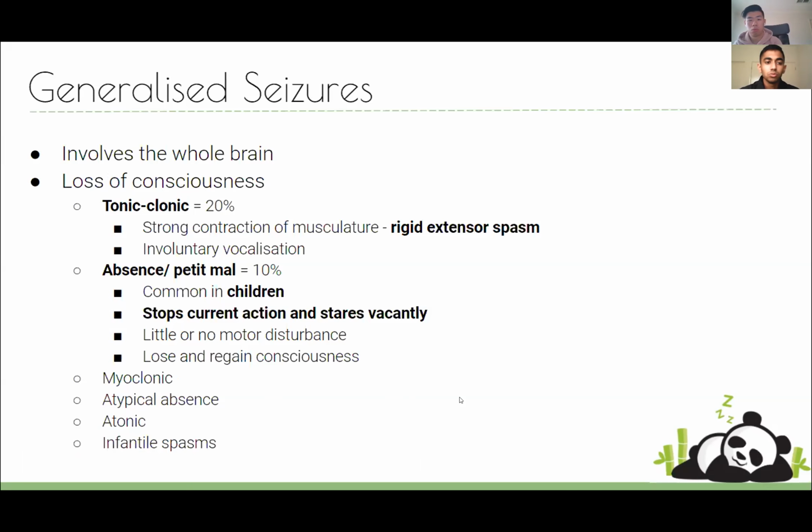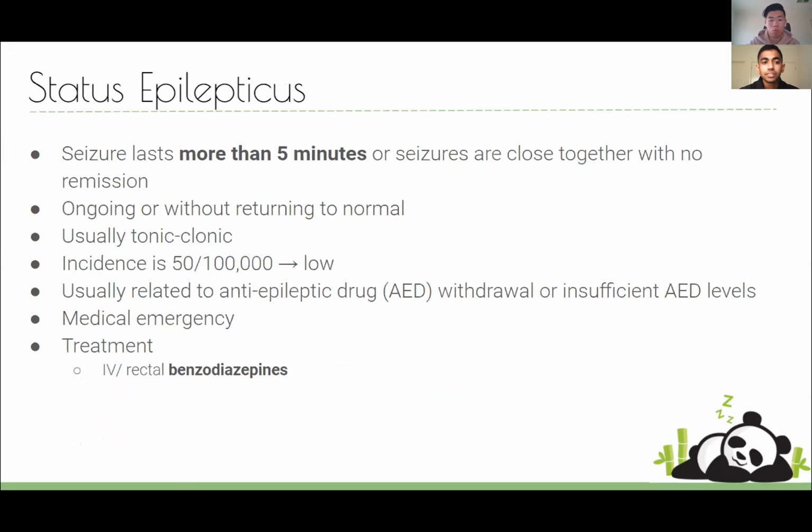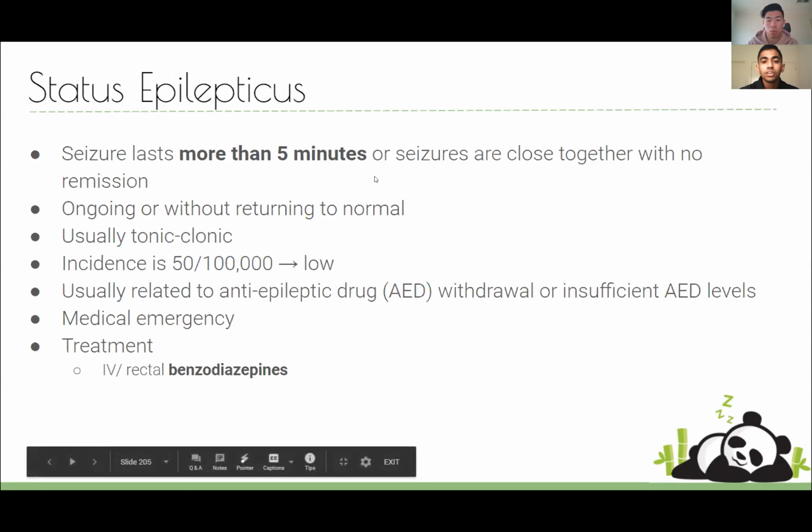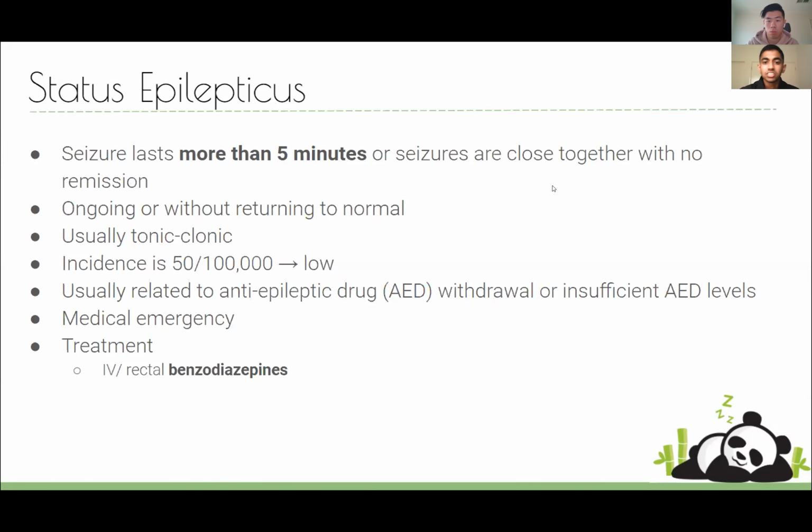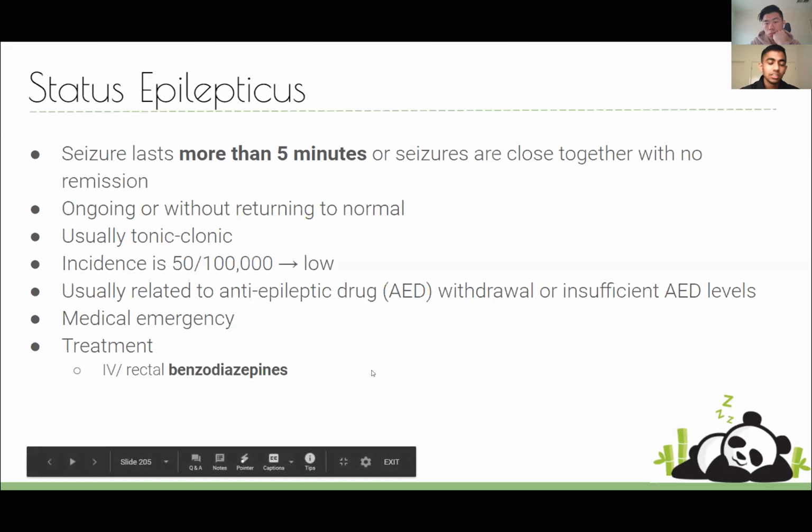Cool. All right, so status epilepticus. This is the third type that we'll be talking about. This is when a seizure is lasting really long, so more than 5 minutes, and not self-resolving. We have multiple seizures that are close together, and so we can't really tell the difference. They just almost blend in with each other. Usually they're tonic-clonic, and this is usually precipitated by people who aren't taking their drugs, or the drug dose isn't sufficient, and we treat it with benzodiazepines, which we'll talk about a bit later.